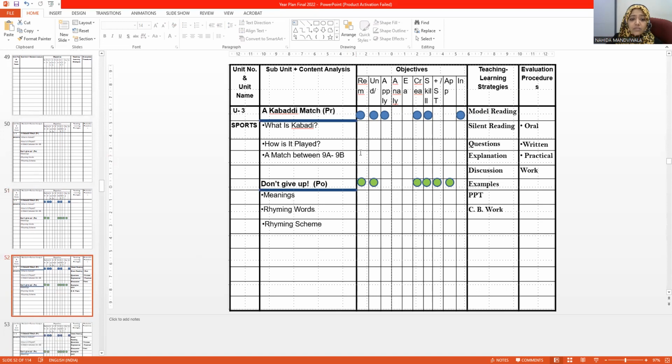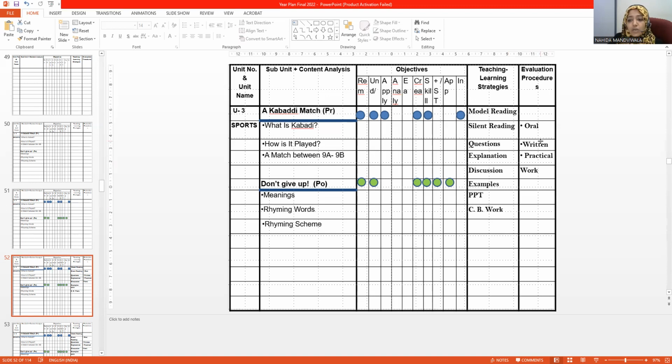Next, we also have certain teaching learning strategies that we have listed down. So for English specifically, we have these two: model reading and silent reading is always there by default when you're teaching them English prose or English poem. But for grammar, it is not there. Okay, so this will be there by default for prose and poem. Apart from that, I use questioning, I will be using explanation, there will be discussion, I'll use examples, I'll use a PPT, I'll use the chalkboard. So I have listed those points over here.